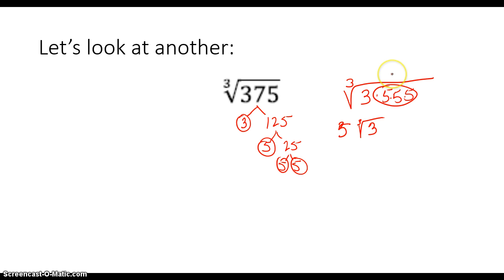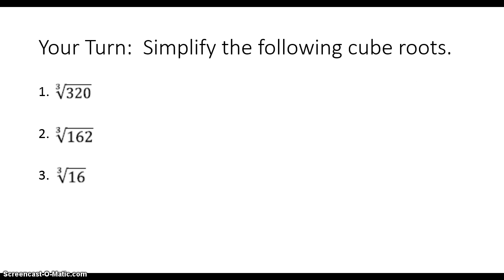Okay, so I've found that there are 3 5s in this prime factorization, so they can come out as a group of 5, and the 3 stays inside because it doesn't have a group of 3. So 5 times the cubed root of 3 is the simplified form of the cubed root of 375.